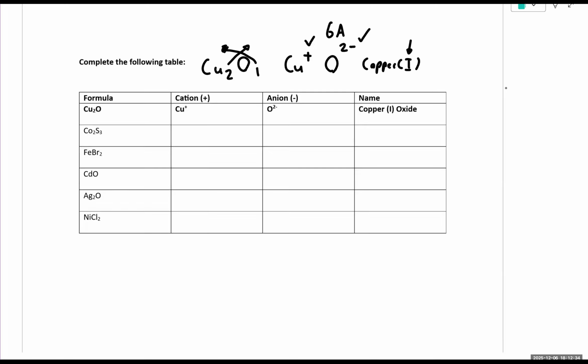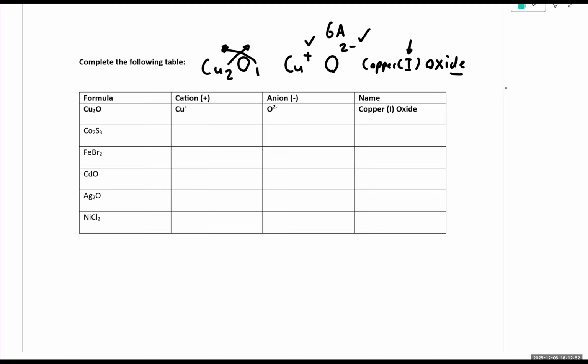This 1 tells us copper has a +1 charge, and then we name our anion, which is oxygen. Instead of writing it as copper oxygen, we change our suffix to -ide. So instead of oxygen, this would be copper 1 oxide.